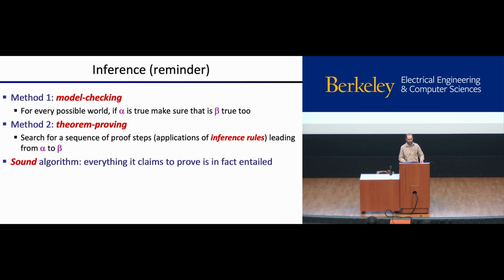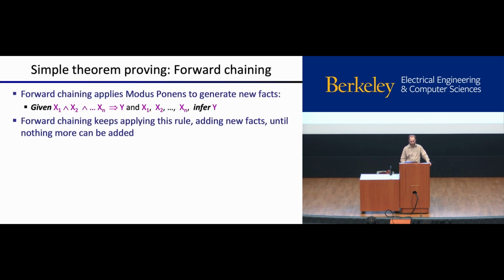And a sound algorithm, an algorithm for discovering whether beta is entailed by alpha, is one where everything that it claims to prove is in fact entailed, and a complete algorithm is one where everything that is entailed can be proved. Okay, here's our forward chaining algorithm that I introduced you to at the end of last class.